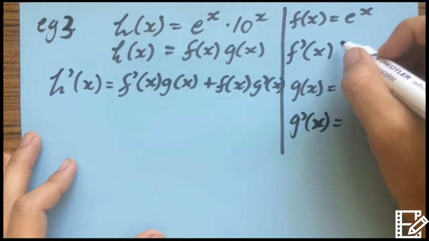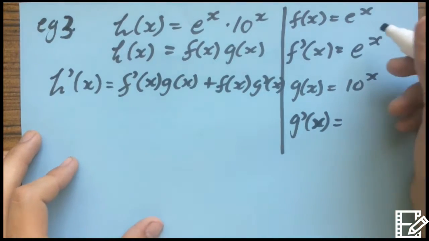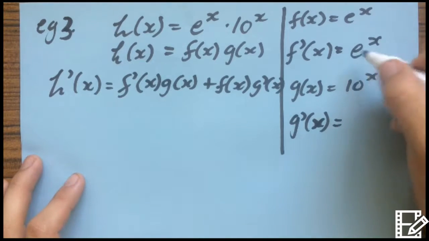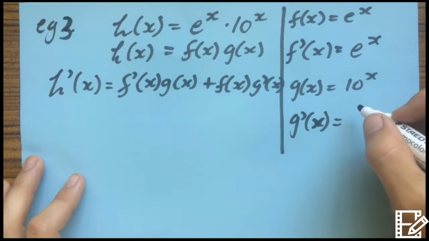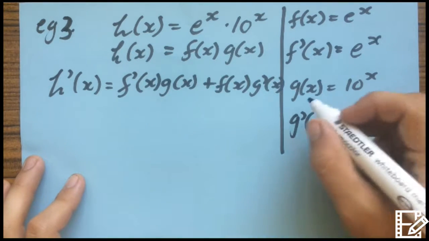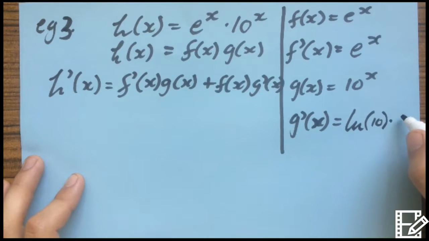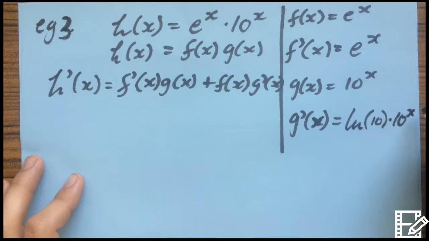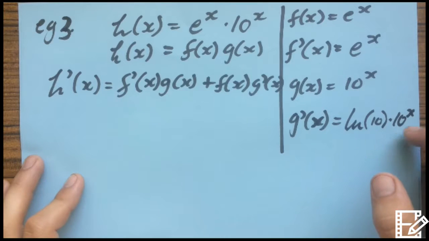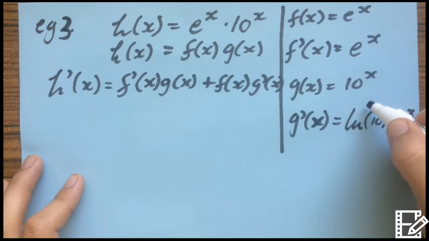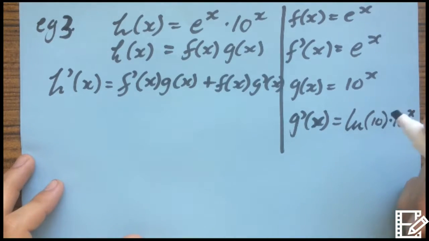The derivative of e to the power of x is just e to the power of x. I have a video on this if you need to know why or more about it, but I'll just continue in this video. The derivative of g(x) is ln 10 multiplied by 10 to the power of x. Same as before, we have ln of the number multiplied by the number to the power of x. In this case, the number is 10.